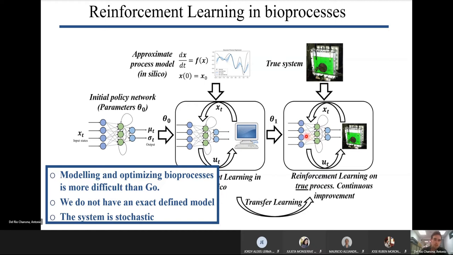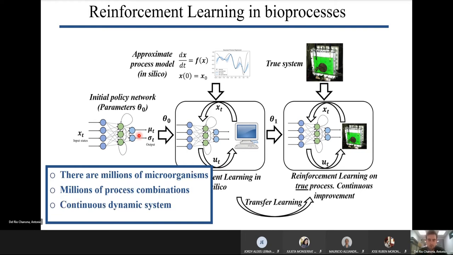Now, something that might not be obvious is that modeling and optimizing bioprocesses is much more difficult than playing Go. There is a lot of hype around playing Go and winning against humans, but actually just optimizing bioprocesses is much more difficult. This is because, one, Go and all of these games actually have exact models, while bioprocesses, as I mentioned, are stochastic. Also, there are millions of microorganisms, different types, so different strains would behave differently. There are also millions of process combinations. And this is also a continuous dynamic system. While in Go or in chess, for example, one player goes and then the other, this is a dynamic system, which makes it much more difficult.